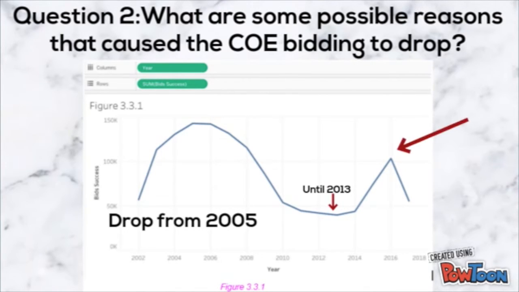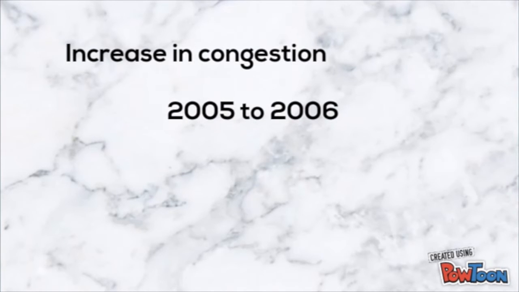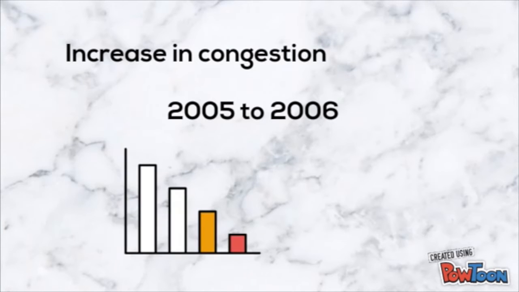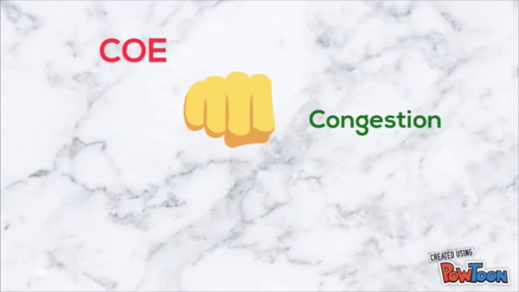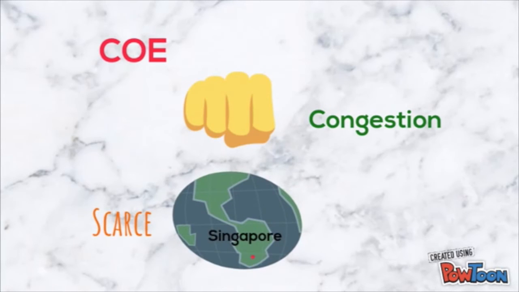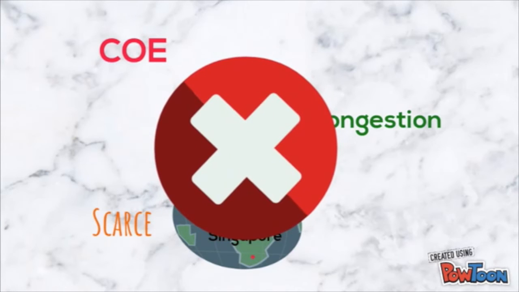However, the sharpest drop occurred after 2008. Based on the research done, the team found out that there was an increase in congestion in Singapore starting around 2005 to 2006. One possible solution for the increase in congestion would be to decrease the number of COEs released. One function of the COE is to fight congestion within Singapore because of the scarce land Singapore has. Based on an article in 2008 by the LTA, it states that the LTA noticed that the COE was not functioning as it was intended to.